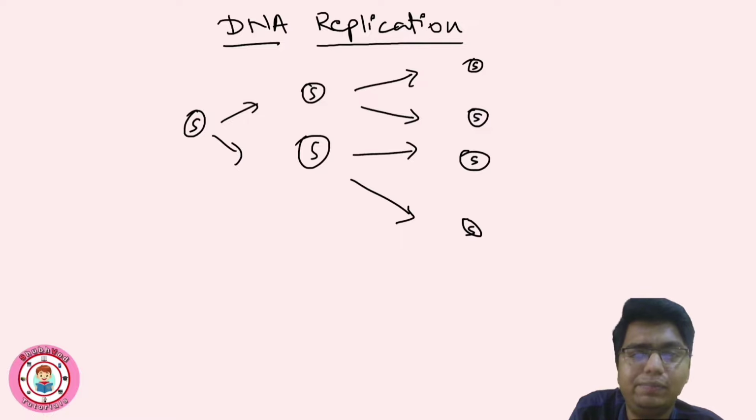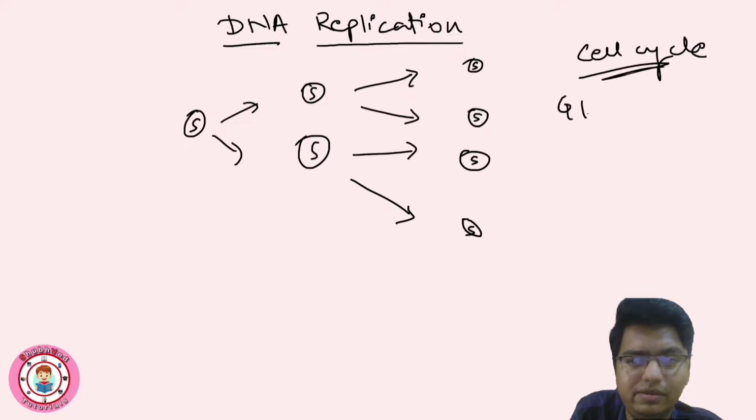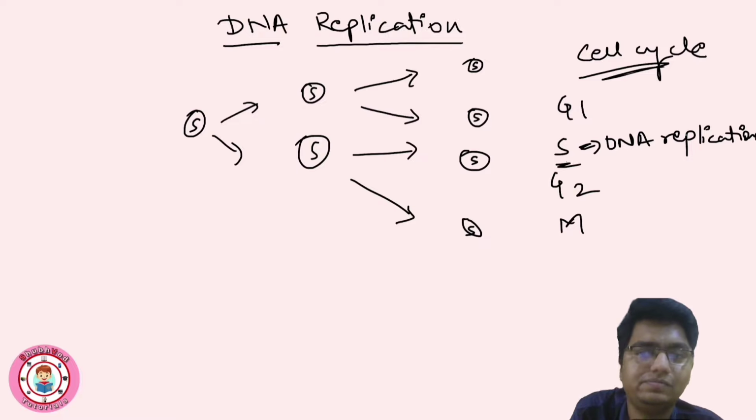Okay. So before DNA replication starts, there is a cell cycle: G1, S phase, G2, and M phase. These are the four phases, right? So S phase is concerned with DNA replication. DNA replication takes place in the S phase of the cell cycle, right?